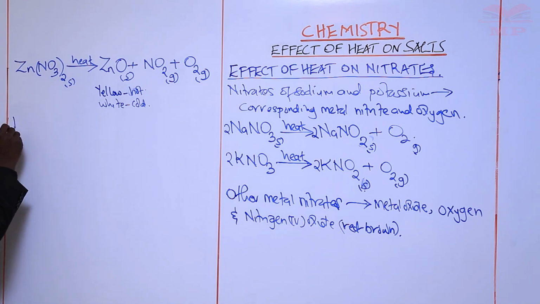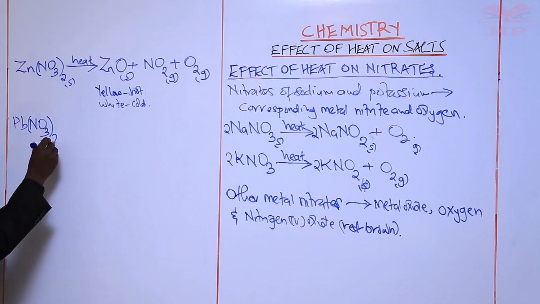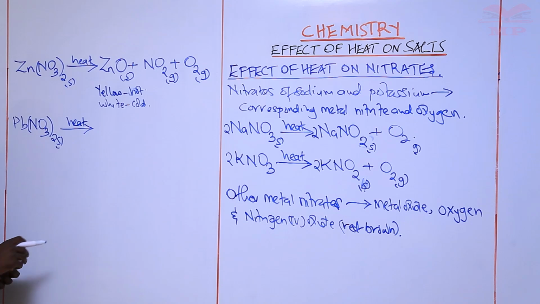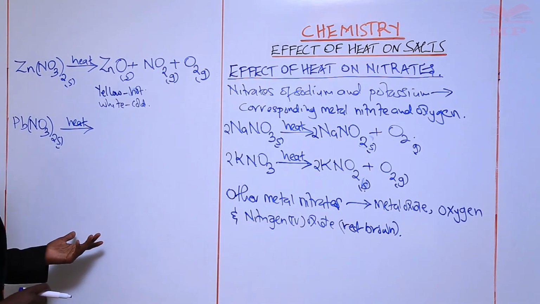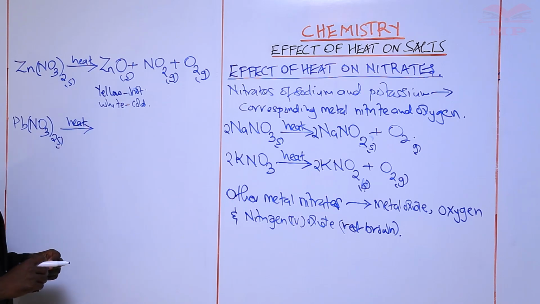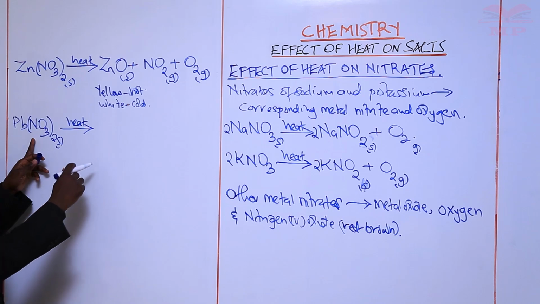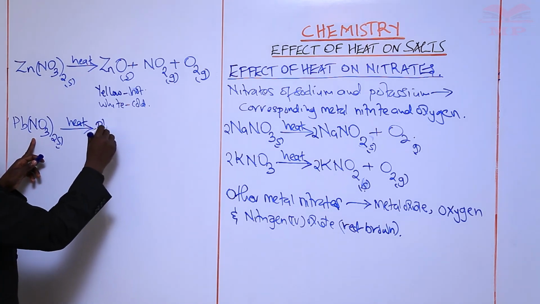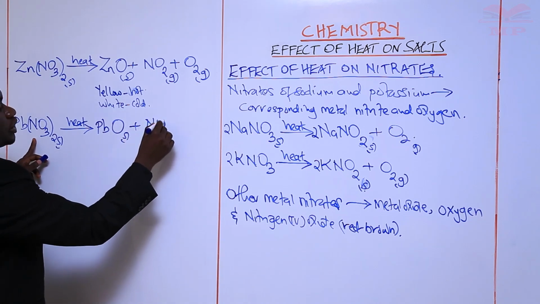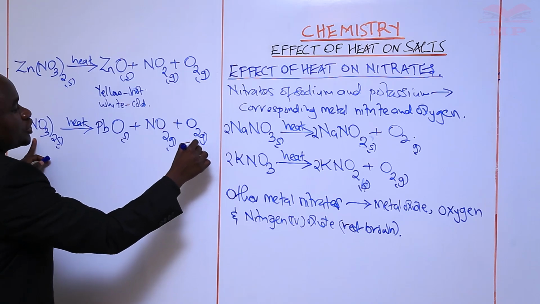The other metal nitrate is lead nitrate. Remember, these are some of the elements which are found in the middle of the reactivity series, which we have said decompose on heating to give you the corresponding metal oxide. So for the case of lead nitrate, one of the products will be lead oxide, which is a solid. The other product will be nitrogen 4 oxide gas. Then the other product will be oxygen.